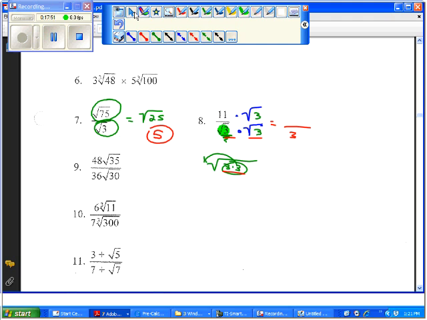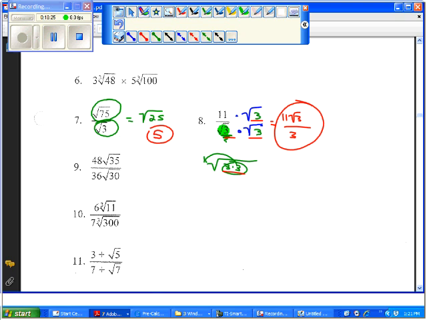Now, whatever you do to the denominator, you have to do to the numerator. So in the numerator, we're going to have 11 times the square root of 3. So we get there, 11 square root 3 over 3. Now we go back to question 1. Will anything reduce? Nope. Will a radical break down? Will the square root of 3 break down? Nope. Is there a fraction inside the square root? Nope. Is there a radical on the bottom? Nope. We got a no to all 4 questions. Nope, nope, nope, nope. So we know it's in simplest form. Any questions on that?